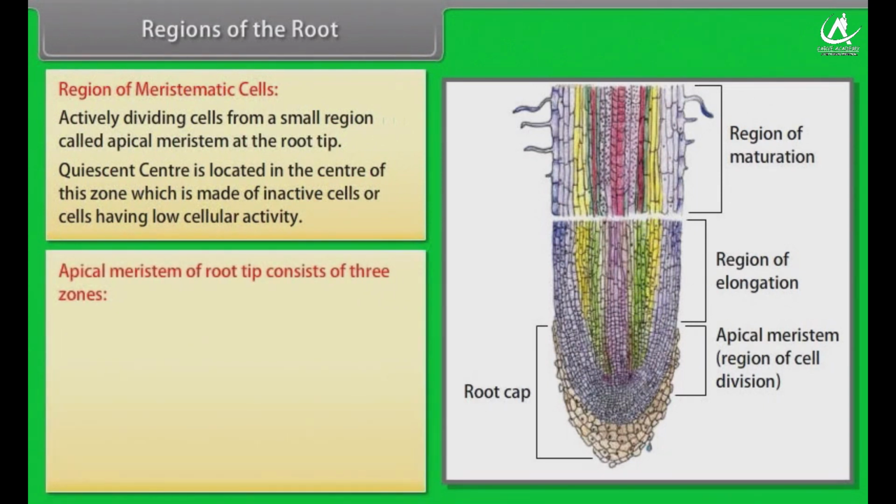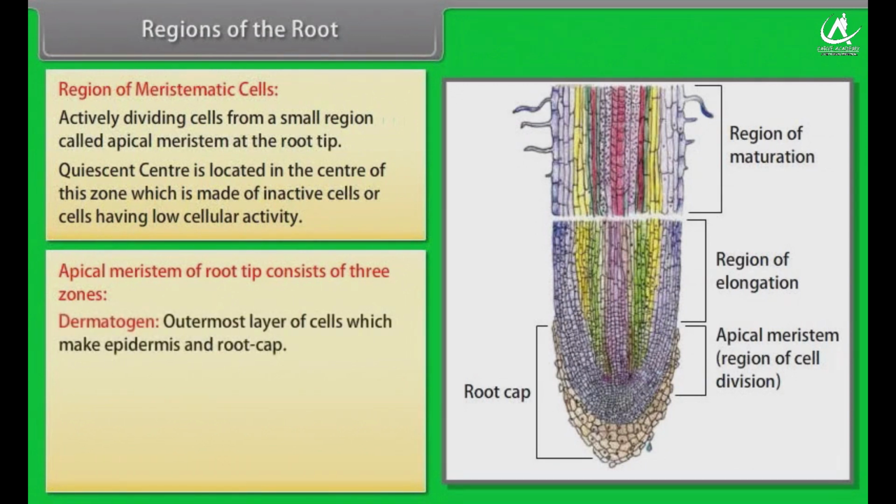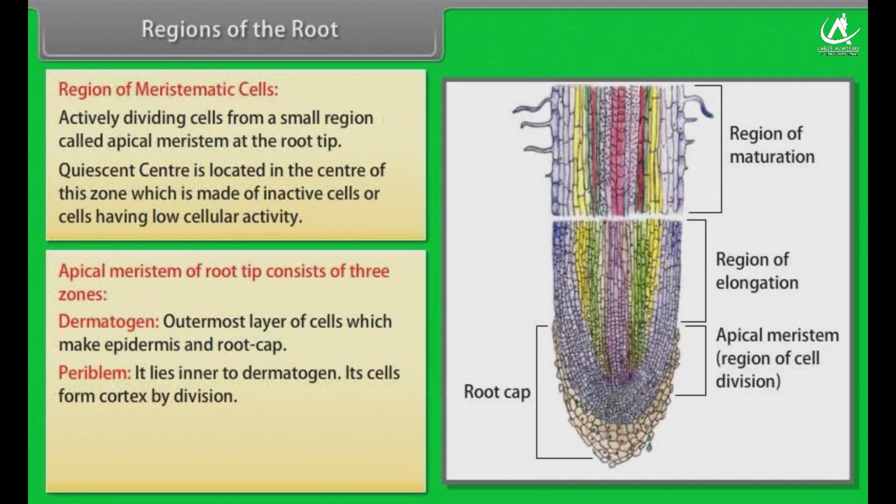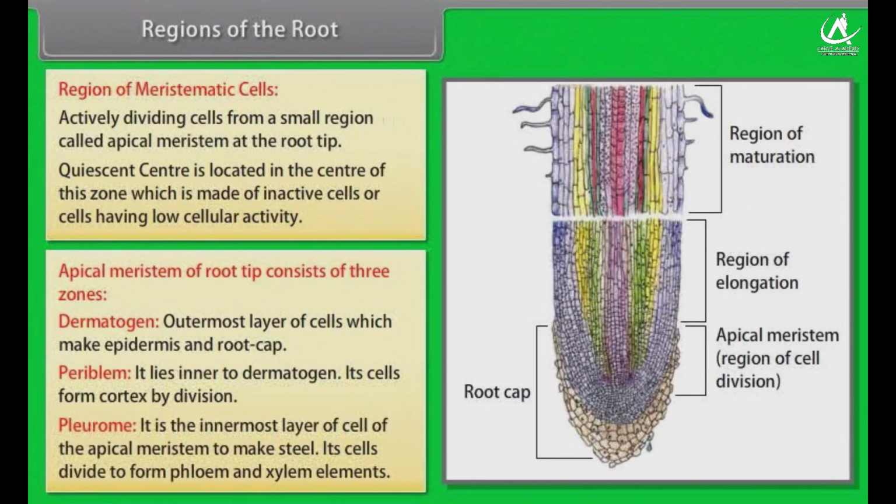Apical meristem of root tip consists of three zones. Dermatogen, the outermost layer of cells, which make epidermis and root cap. Periblem, it lies inner to dermatogen. Its cells form cortex by division. Plerome, it is the innermost layer of cells of the apical meristem to make stele. Its cells divide to form phloem and xylem elements.